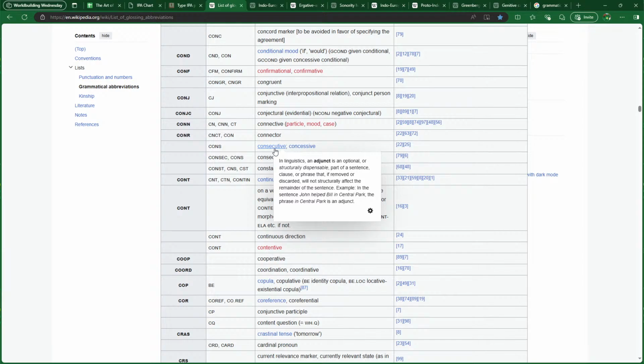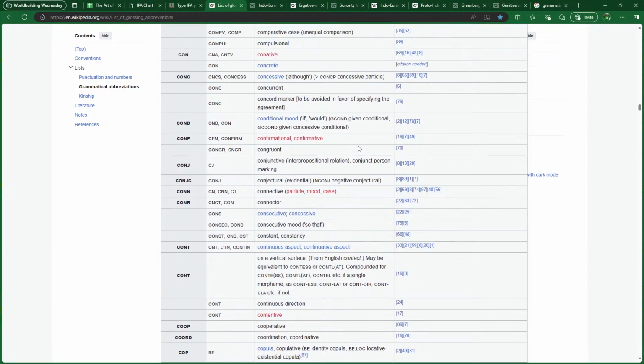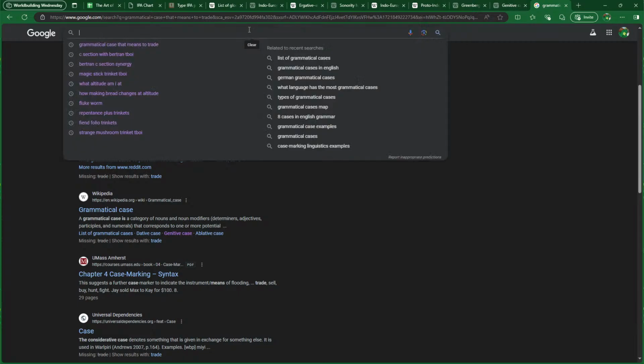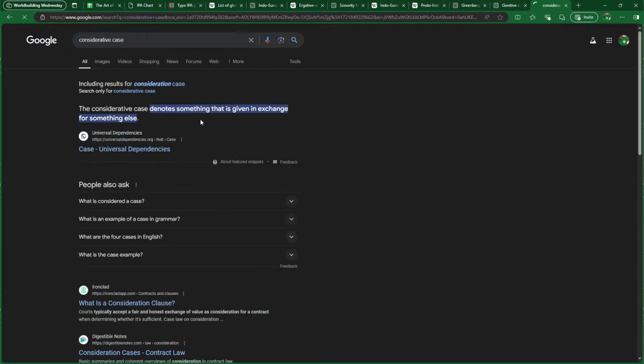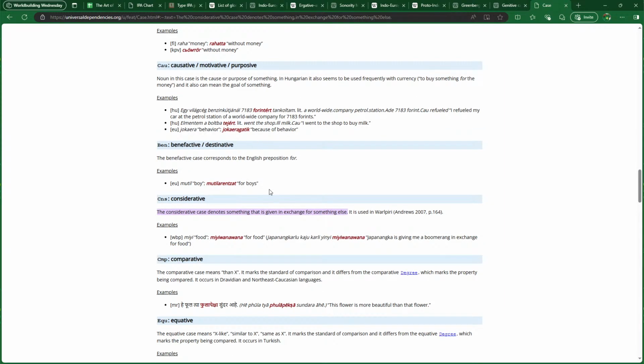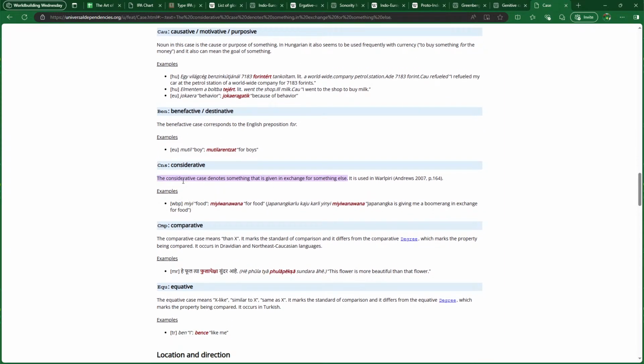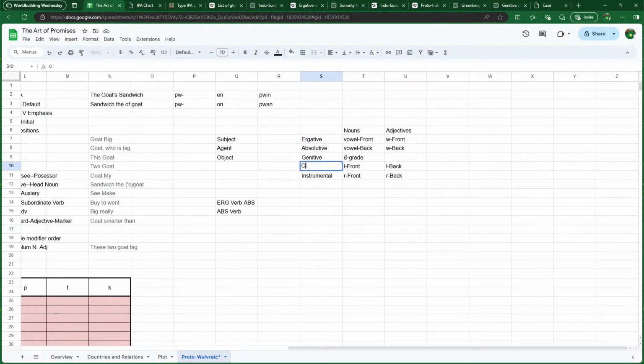John helped Bill in Central Park. The phrase in Central Park is an adjunct. Okay. Considerative case. Denotes something that is given in exchange for something else. For food. This is someone's conlang, but I'm just gonna rip that.